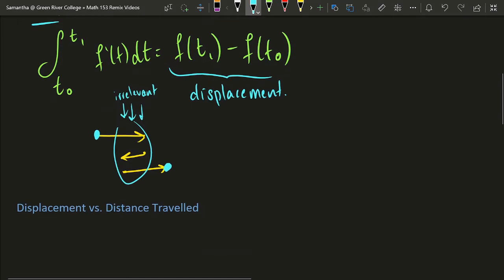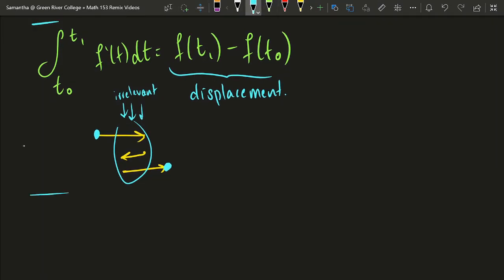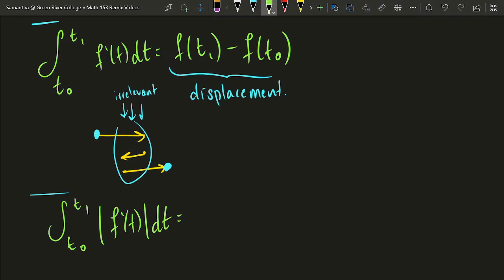Now contrast that with what you get if you integrate not the velocity of the object, but the speed. If you integrate the speed of the object, the quantity that results is the total distance traveled by the object between time t0 and t1.